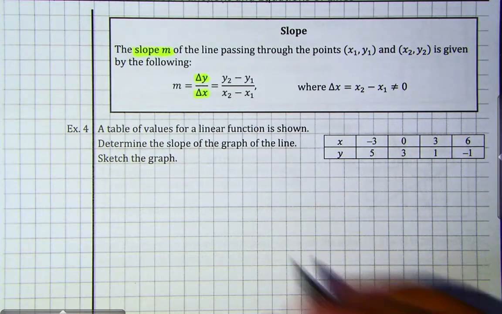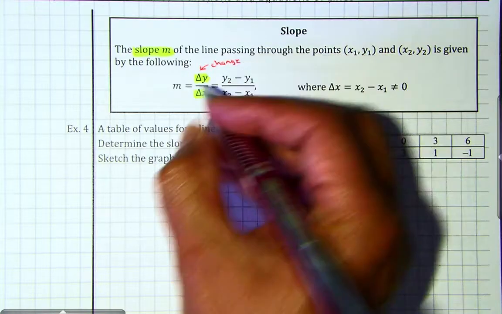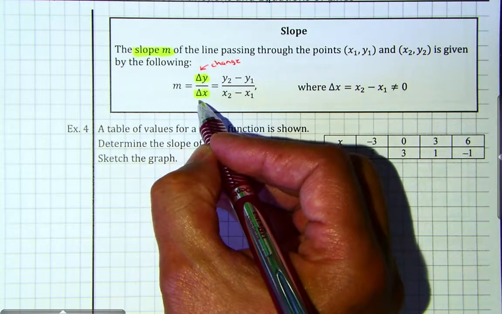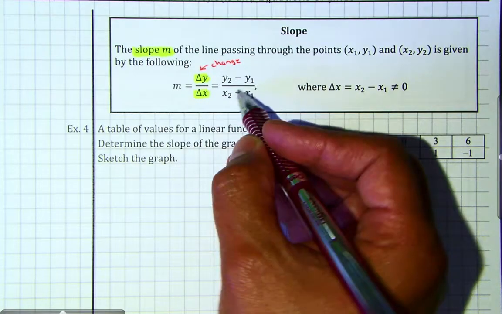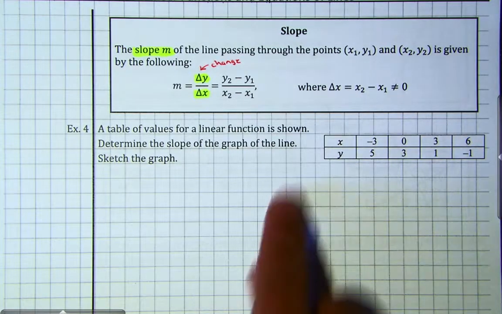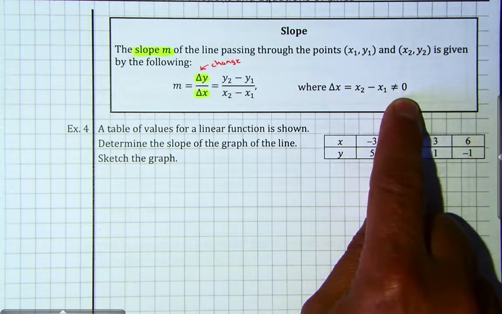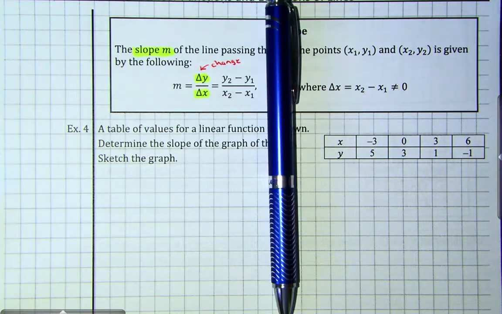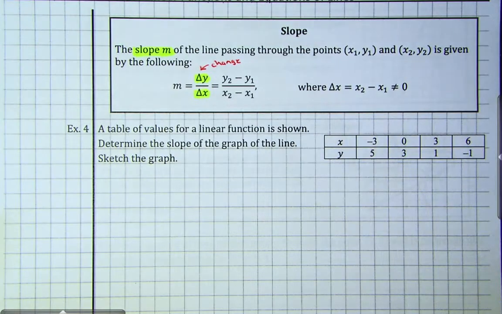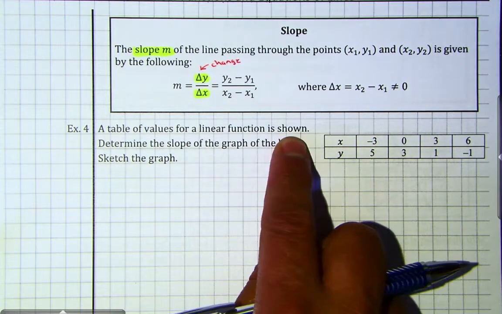That is the change. The change in y over the change in x. So therefore it will be y2 minus y1 over x2 minus x1. Well, we don't want the denominator to be 0, because otherwise the slope will be undefined, which means that your graph will be a vertical line.